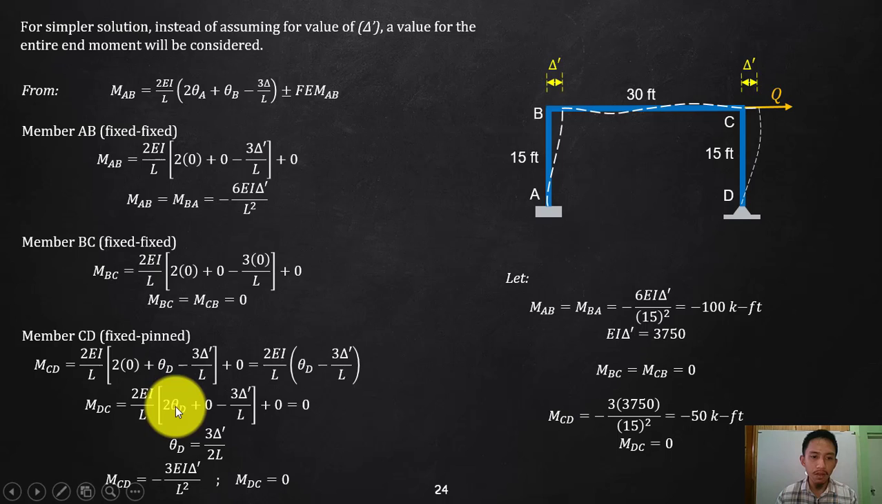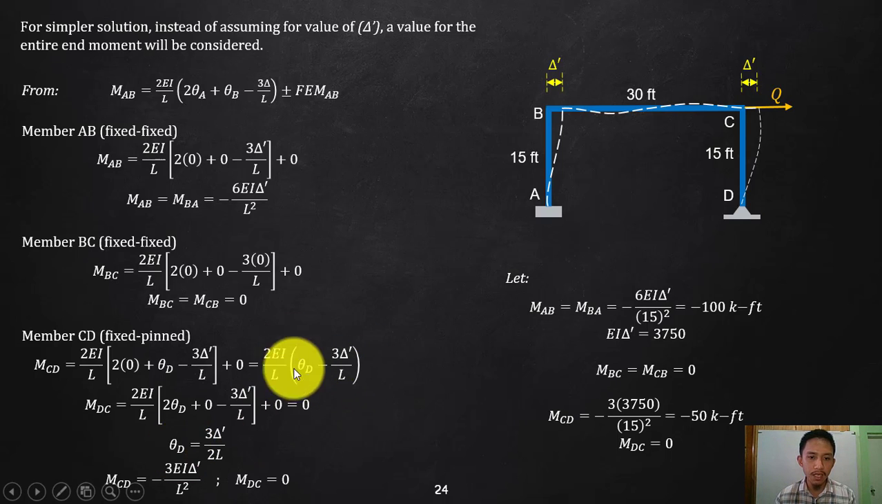However, to simplify this, what we are trying to assume is delta prime only, so there should be no rotation. So from your equation MDC, I can actually play around with this. Look at this. If that is 0, this is to be cross multiplied there. That will be useless, 0. And that is 0. So you will end up with 2 theta D minus 3 delta prime over L. This will transfer now to the other side as positive, 3 delta prime over L, and then the 2 will cross multiply down so that you will get the value of theta D. Substitute back here on your MCD, so that we will simplify that only in terms of delta prime.